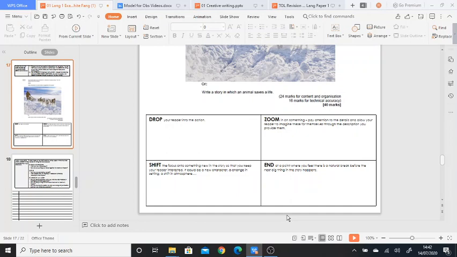How are you going to make sure that you end really powerfully? Are you going to finish with a cliffhanger? Are you going to finish with something dramatic that happens? Are you going to resolve a situation that arises in the story? What is it you're going to do that is going to make the ending quite memorable?